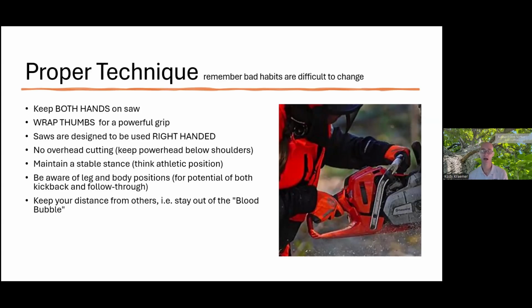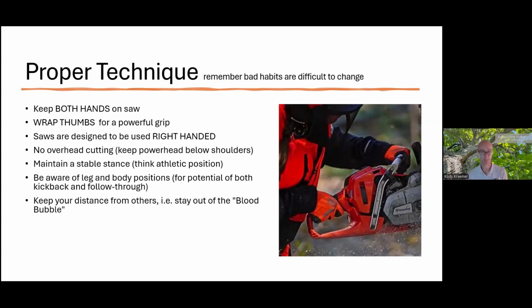So there needs to be some nonverbal communication between those two, eye contact, hand signals, something like that, so that the swamper only approaches when it is safe to do so. So that blood bubble describes the minimum distance to keep away from the saw operator while the saw is running. So there's a certain radius that you need to stay away.